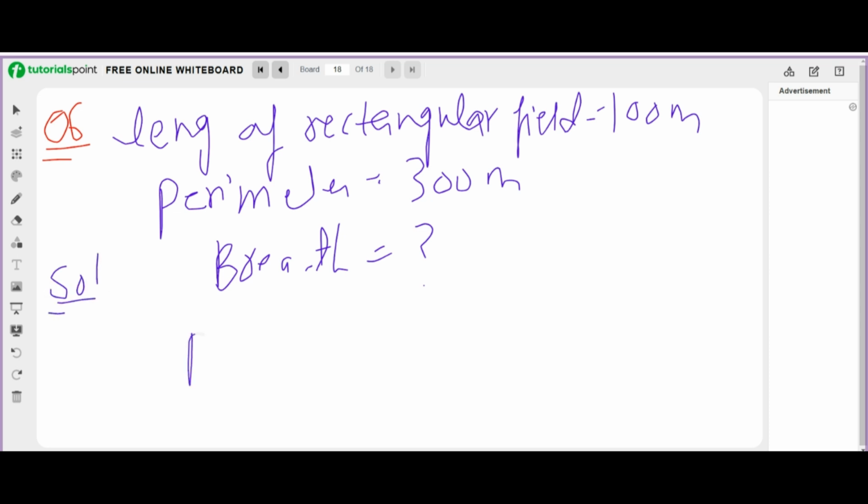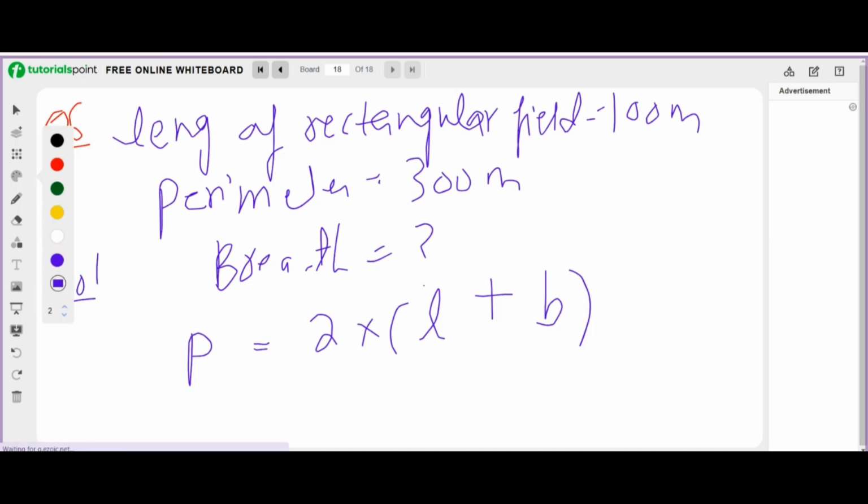P is equal to 2 multiplied by L plus B. You know what is P, what is L, and B. Okay, I will put the values. What is the value of P? And 2 will be the same. What is the value of L? And do we have any value of B? No. B will be here. Okay?